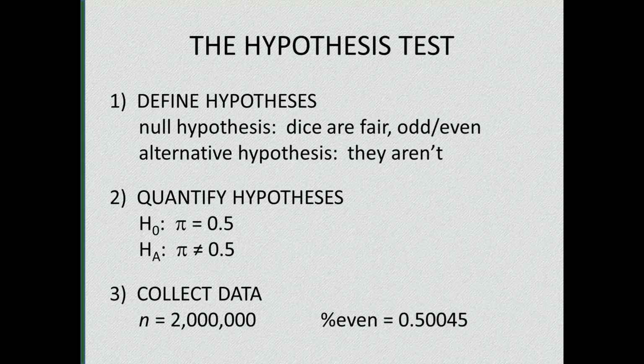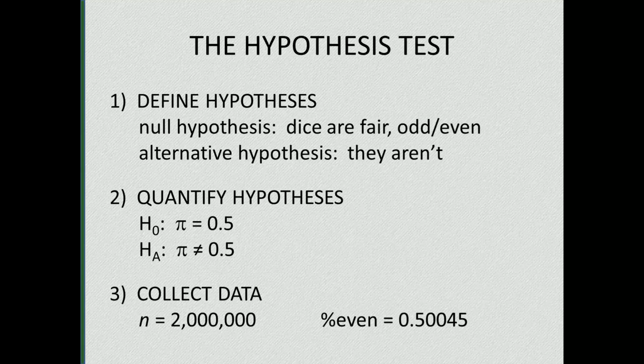It's a hypothesis test. Are the dice fair or not? A fair die will have a true population proportion of evens of 50%, and if it's not fair, alternative hypothesis, not 50%.